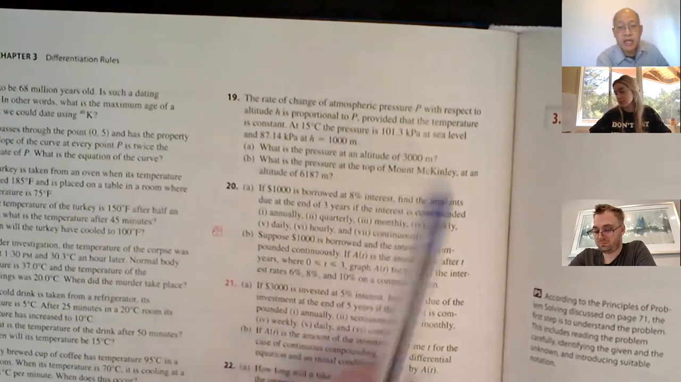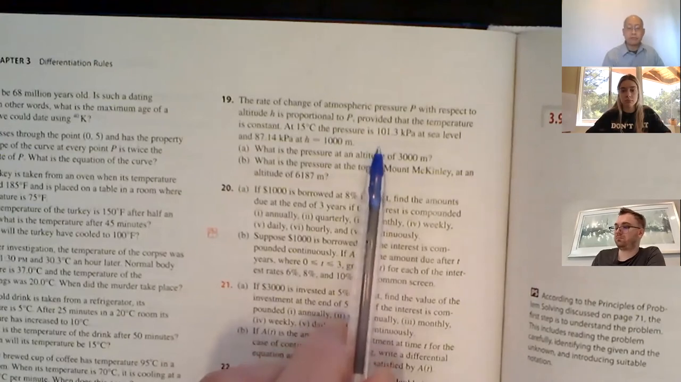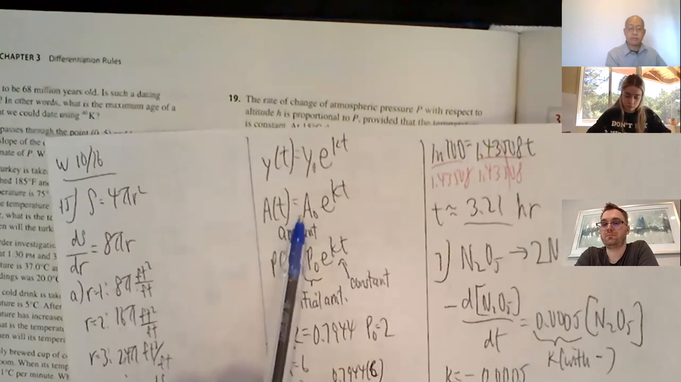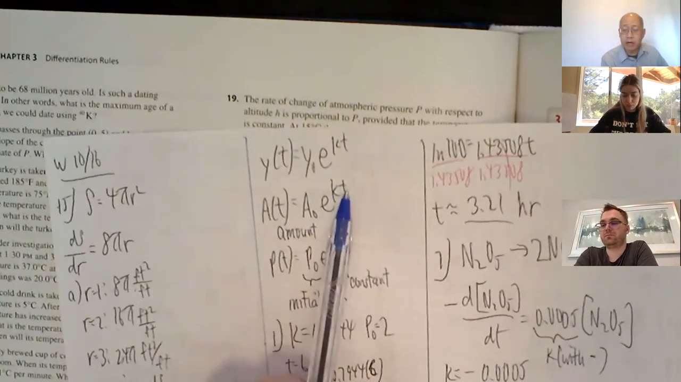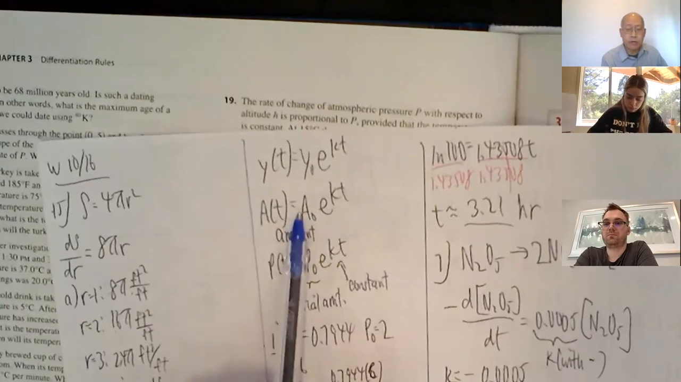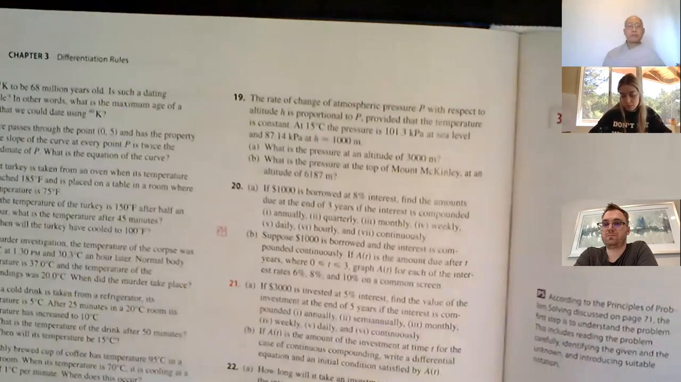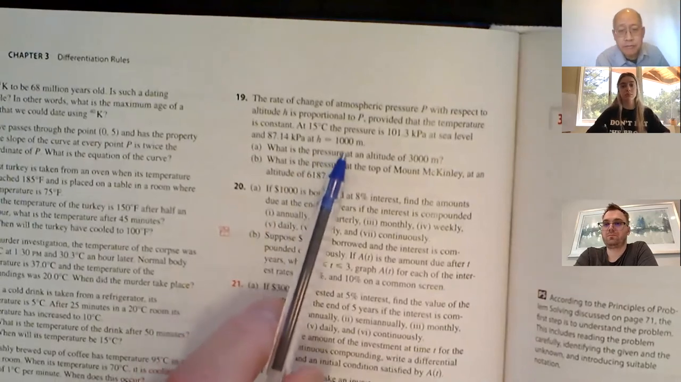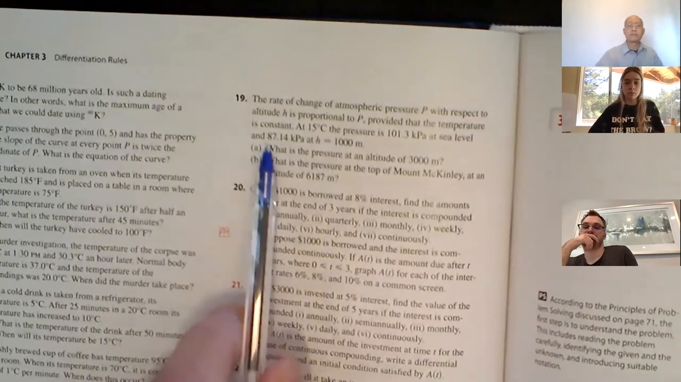So let's see. At sea level, you're at 101.3, so that's your initial amount. So your 101.3 is going to be here. And instead of T, this would be an H. I'm not going to write it because I want you to try to figure it out on your own, but I will say, looks like 101.3 goes here. Instead of K times T, it's K times H. It's proportional to the height. And then let's see, when you're 1,000 meters up, that's roughly 3,000 feet, then the pressure is only 87.14.